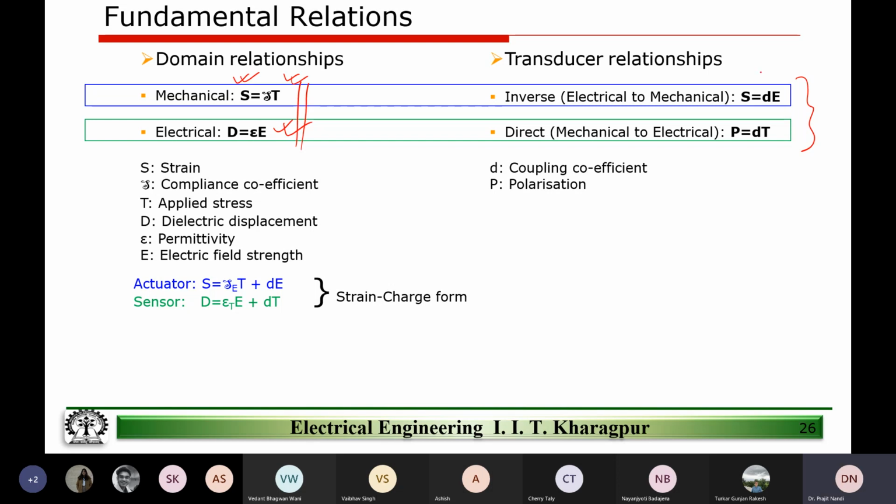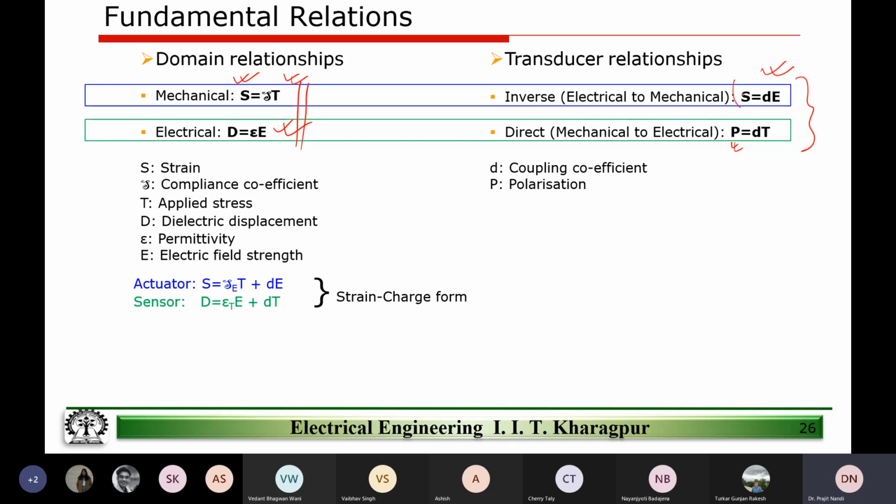And we saw S is equal to dE is one set of equation. We'll get into d a little bit more in detail. We'll discuss this in matrix form. And similarly, on the electrical side of things, D is equal to d times T. So the inverse, so the first one is the inverse, because why is it inverse?